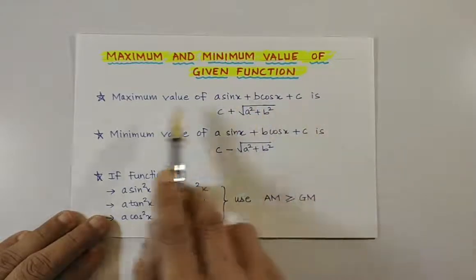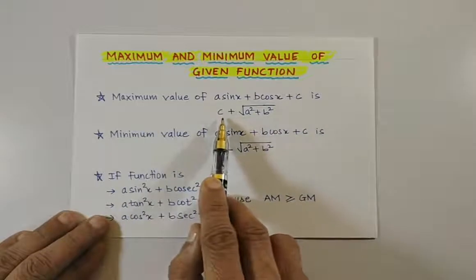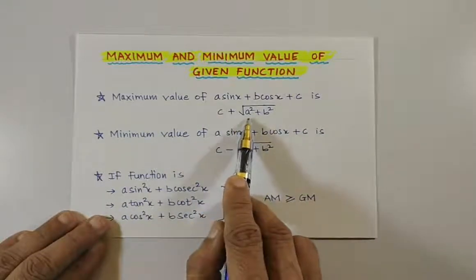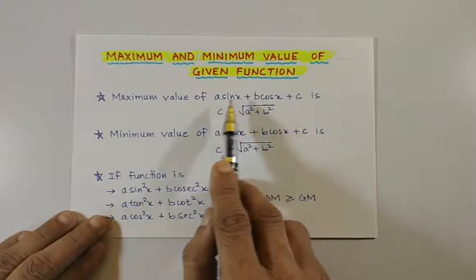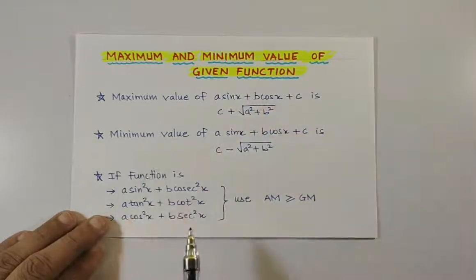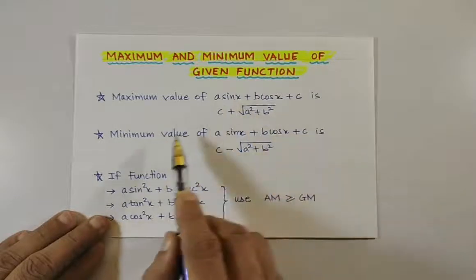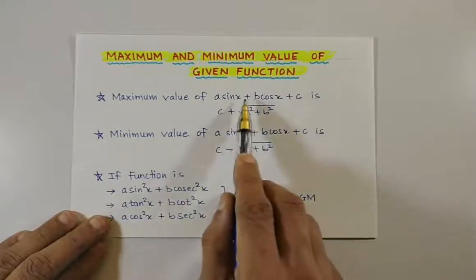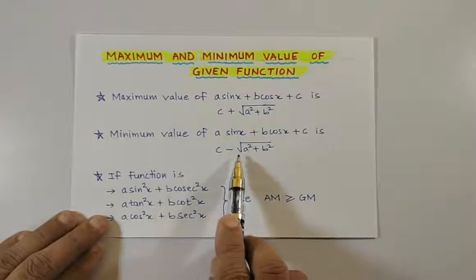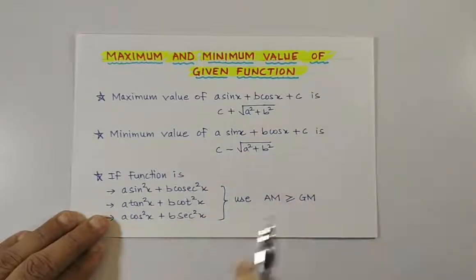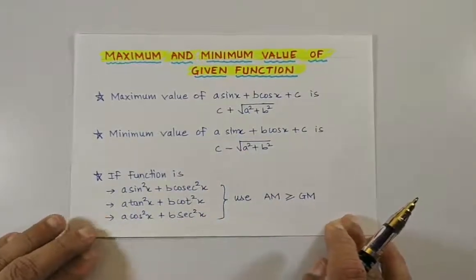Then its maximum value is given by this formula, that is c plus root of a square plus b square, where a and b are coefficients of sine and cos. And similarly, the minimum value of the same function is given by c minus root of a square plus b square.